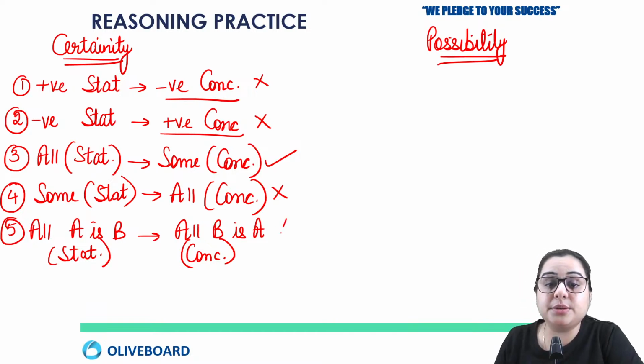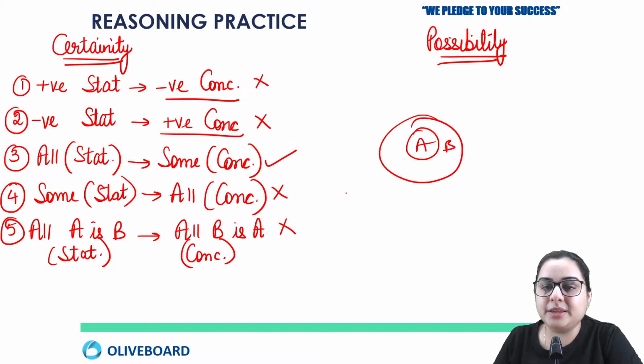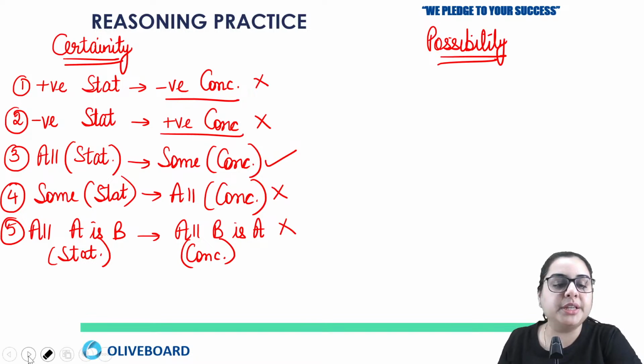So this is wrong, okay? The all A is B diagram is like this. And from this diagram, I cannot conclude that all B is A. So if in the statement you have all A is B and in the conclusion he asks all B is A, that will be wrong.